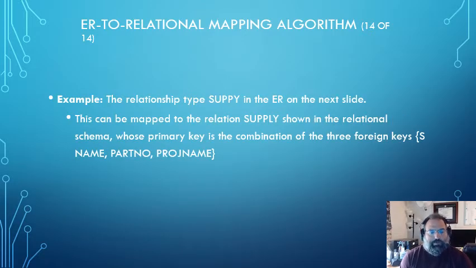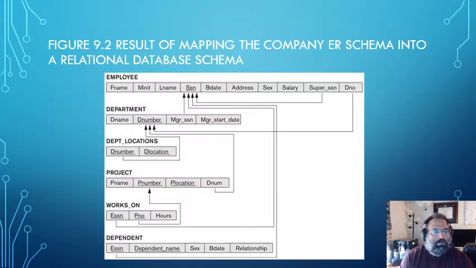An example is the relationship type SUPPLY in the ER diagram on the next slide. This can be mapped to the relation SUPPLY shown in the relational schema, whose primary key is the combination of the three foreign keys: supplier name, part number, and project number.